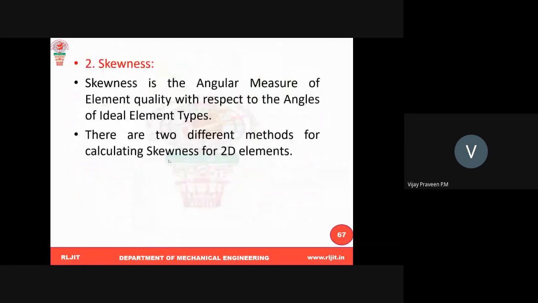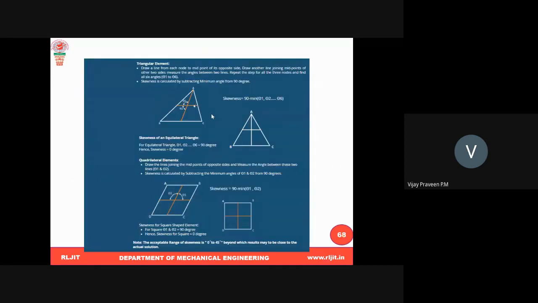Next one, skewness. What does skewness mean? Skewness is the angular measure of element quality with respect to the angle of ideal elements. There are two different methods of calculating the skewness for a 2D element. 2D elements means only two types: one is quadrilateral, one is triangular. So for this, how are we going to calculate the skewness?